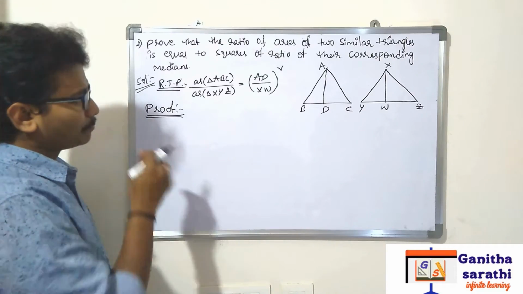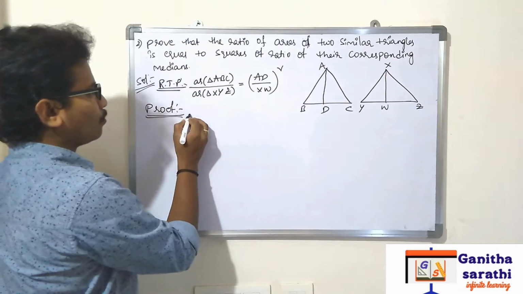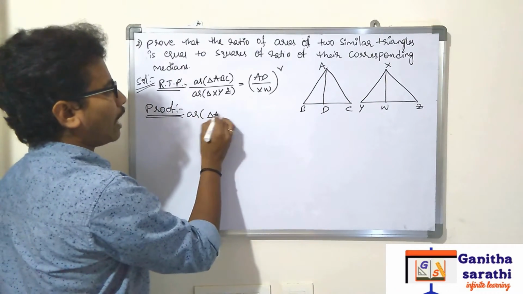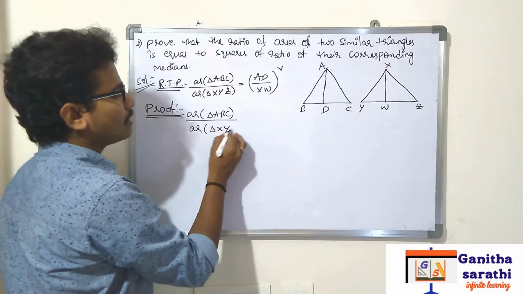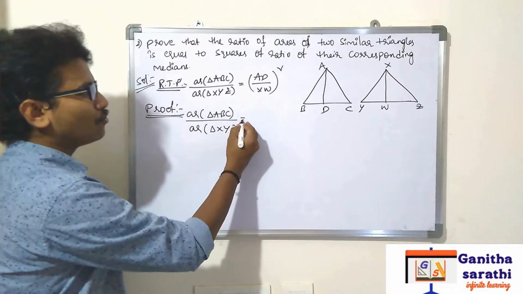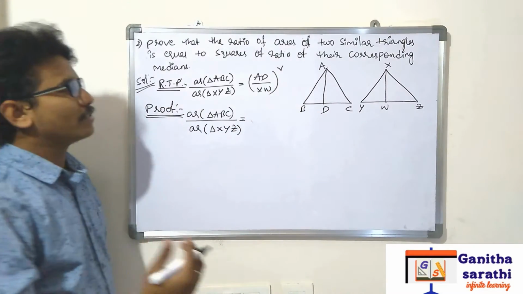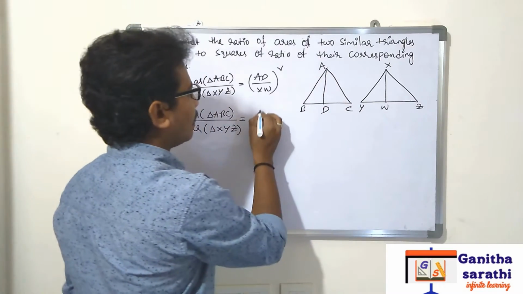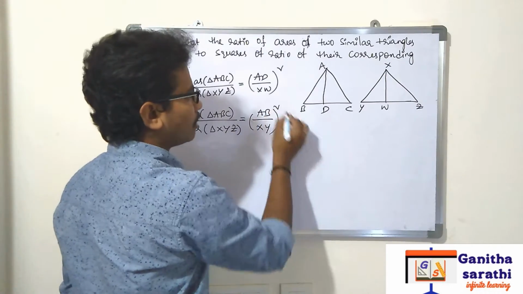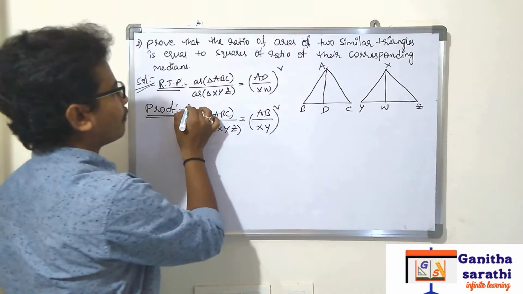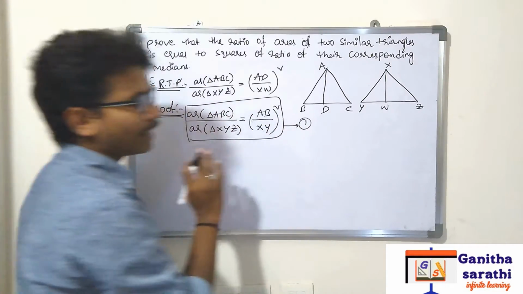See here what is he saying? We already know that, what we know, area of two similar triangles. What is that? Area of triangle ABC by area of triangle XYZ. Ratio of areas of two similar triangles is equal to ratio of squares of their corresponding sides. Okay, what are the corresponding sides? AB by XY whole square is equal to, all we can write. Okay, just for now take this one as the first equation. Take it as first equation.